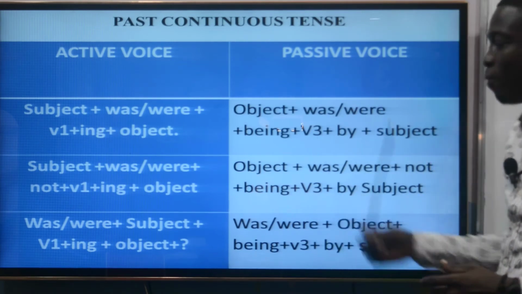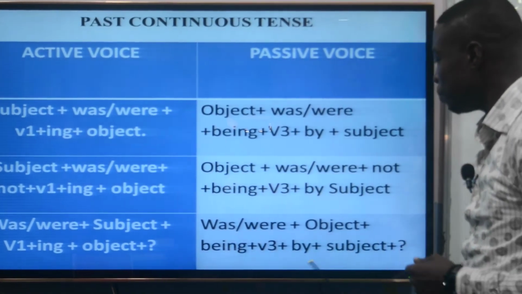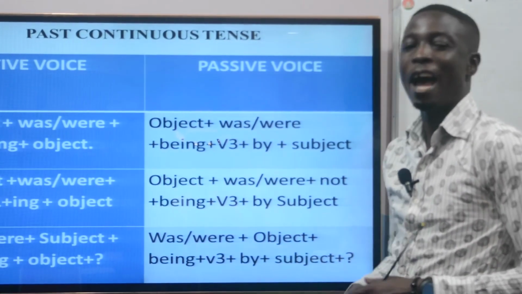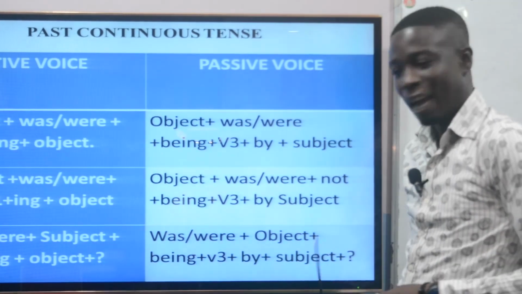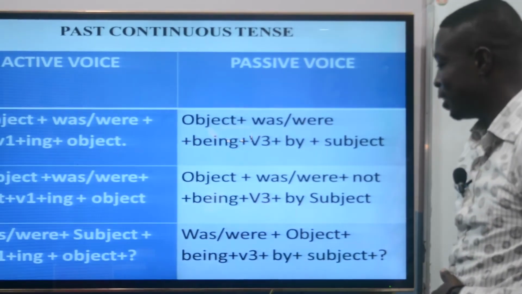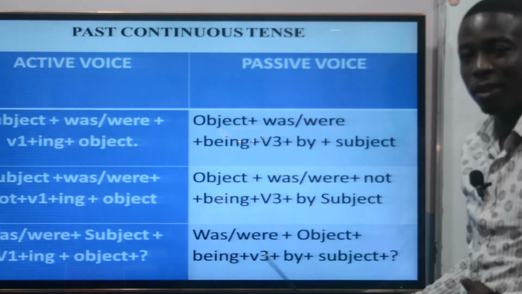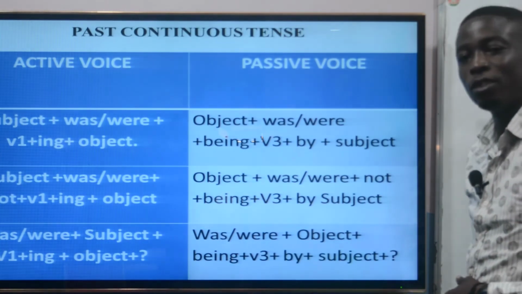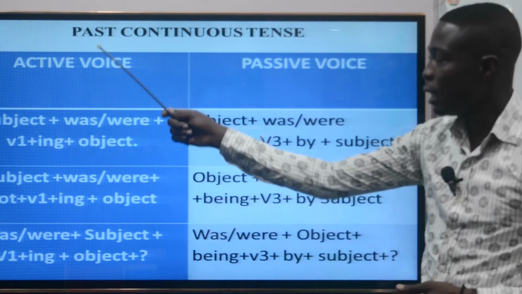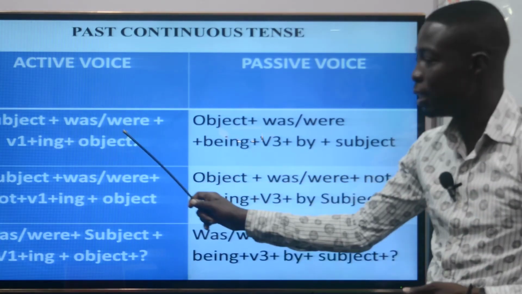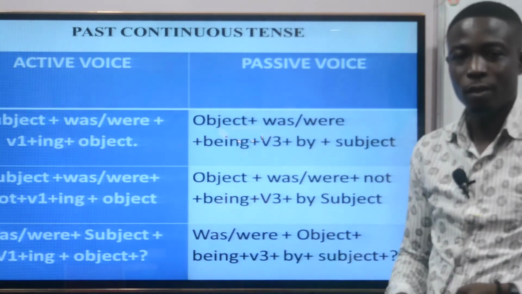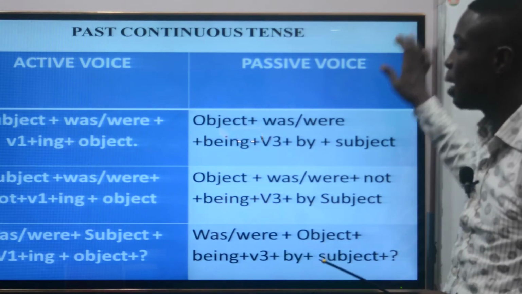Very good. So to the passive voice, we have was or were plus object plus being plus V3, then by, and then subject. And then don't forget your question mark. So we've seen how to change active voice in the past continuous tense form when the statement is positive, when the statement is negative, and when the statement is interrogative. So let's move on and check out some examples.